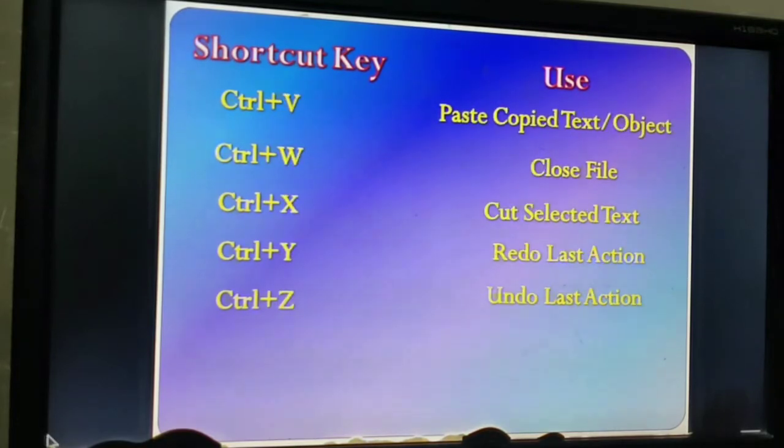Next is Ctrl plus V. If you have copied any text or any object and want to paste it, you can use the shortcut key Ctrl plus V. Next is Ctrl plus W to close a file. Sometimes people get confused about exiting software, which means your software will be closed. You exit from the screen of the software, but closing a file means your currently open file will be closed and the software will remain open.